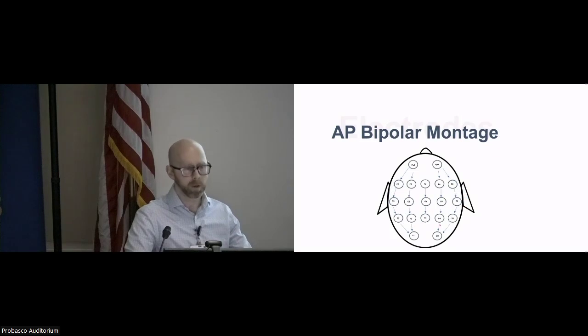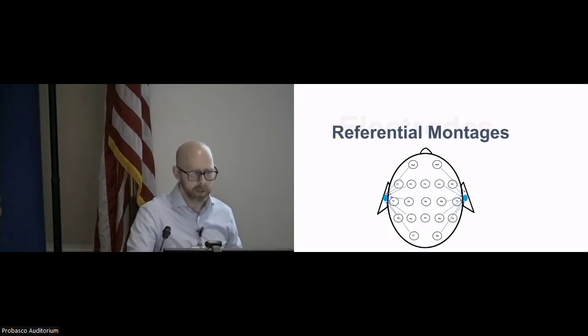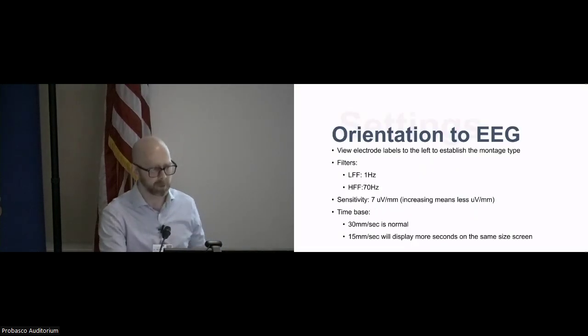There are a lot more than this. There's a Laplacian montage, which takes local averages and helps you localize seizure onset. There are all kinds of different montages out there, but these are the two bread and butter ones. And I'm not sure, has everyone heard of these before somewhat? Maybe not if you've never really looked at EEG, but these are two very common ones, just to give you some graphical reference for it.